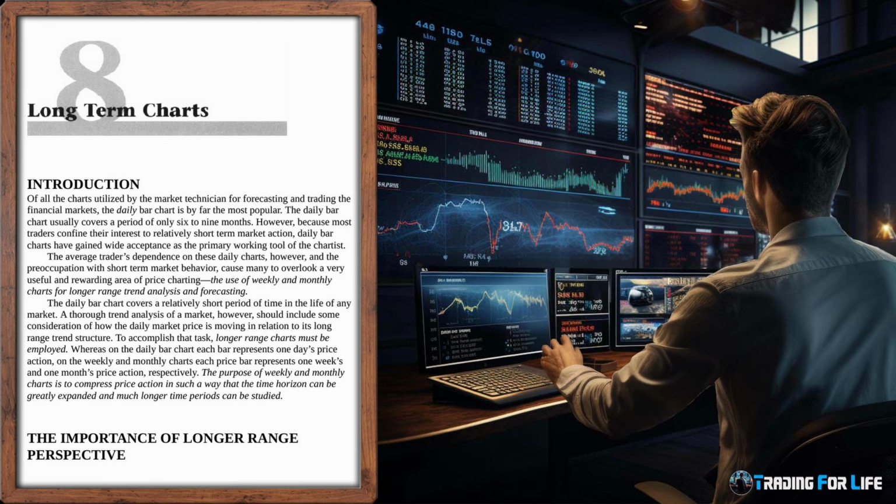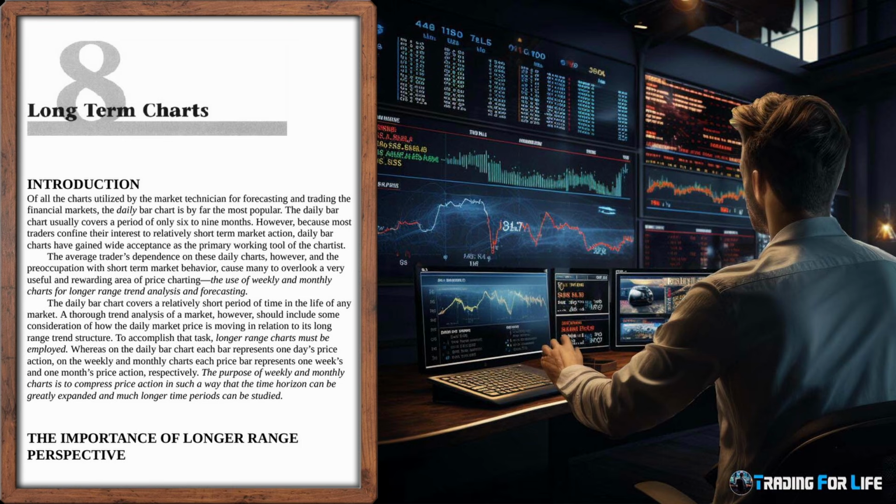Whereas on the daily bar chart, each bar represents 1 day's price action, on the weekly and monthly charts, each price bar represents 1 week's and 1 month's price action, respectively. The purpose of weekly and monthly charts is to compress price action in such a way that the time horizon can be greatly expanded and much longer time periods can be studied.